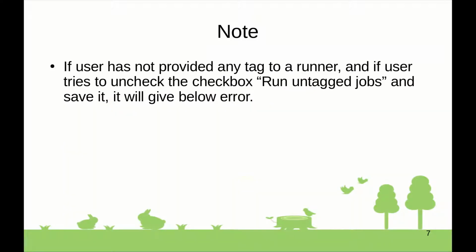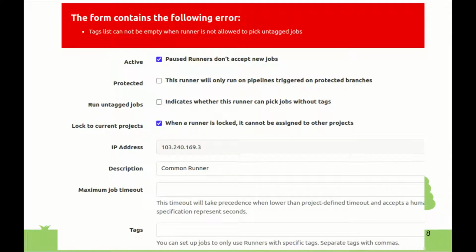Over here I would like to bring your attention to this: if a user has not provided any tag name to a runner and tries to uncheck the checkbox run untagged jobs and save it, in that case the user will get the below error. The error will be: the form contains the following error: tags list cannot be empty when runner is not allowed to pick untagged jobs.